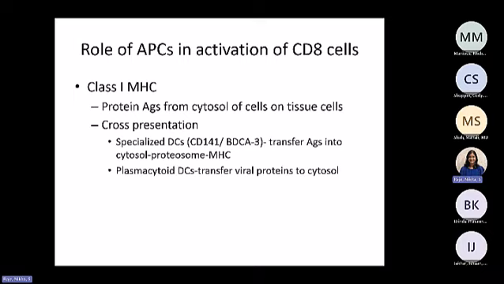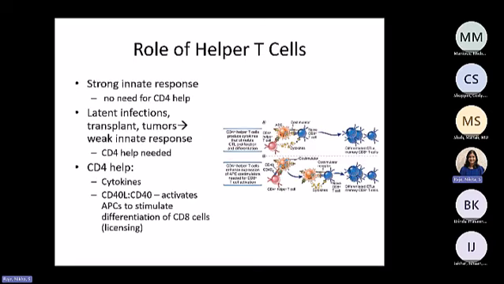But sometimes the dendritic cells are going to have antigens that come from outside into them. They're going to be transferred from that part to the cytoplasm, and then they go into that pathway where, instead of presenting on class 2 MHC, they're going to present on class 1 MHC. That's called cross-presentation. Plasmacytoid dendritic cells transfer some of these viral proteins to the cytoplasm as well.